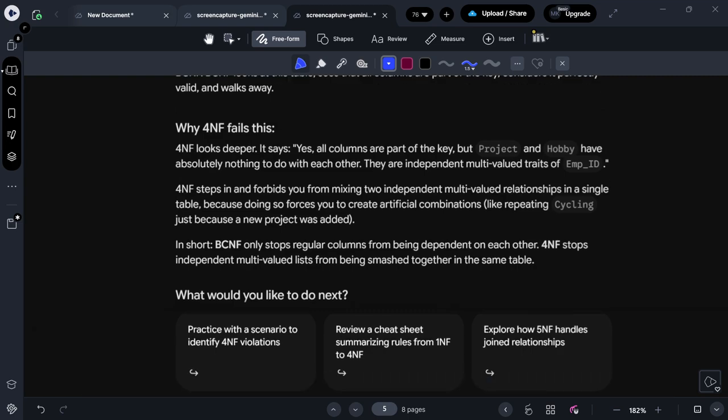So BCNF stops regular columns from being dependent on each other, whereas fourth normal form stops independent multi-valued lists from being smashed together into the same table. So we can look at BCNF, for example, which only stops regular columns from being dependent on each other.